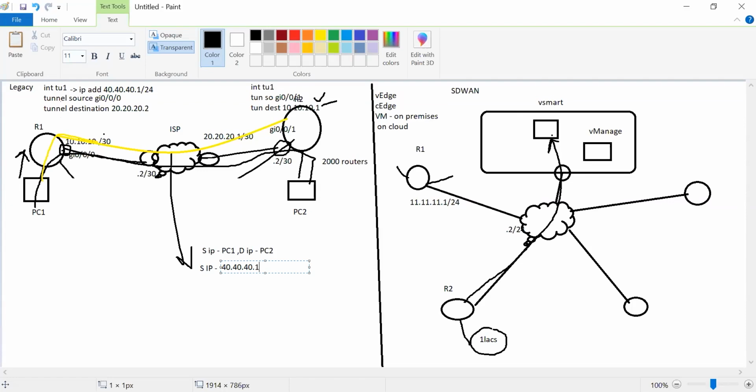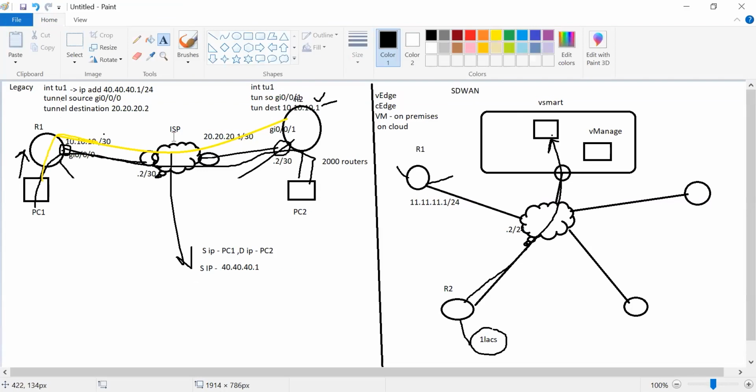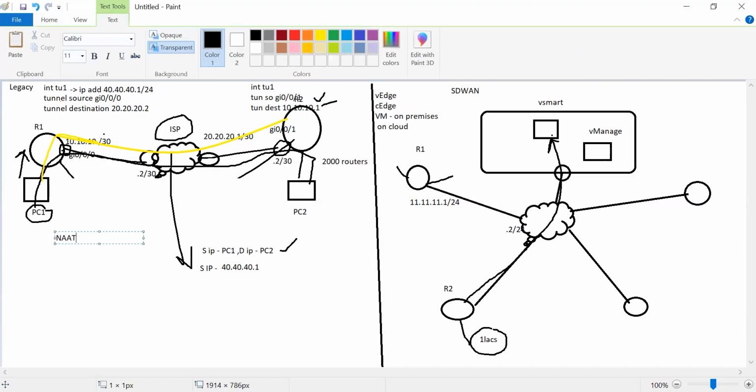And why do we do this? Why do we do tunneling? To make a secure connection. One of the reasons is to secure the traffic, because when somebody is sniffing our traffic, they cannot see the actual PC1 IP address, which was the case with traditional networking. NAT is also one of the ways we can do that, but with NAT you can only change the IP address, right? You cannot give encryption.